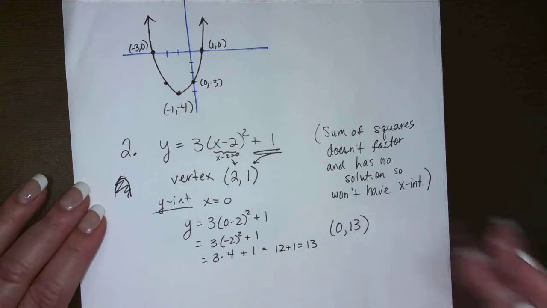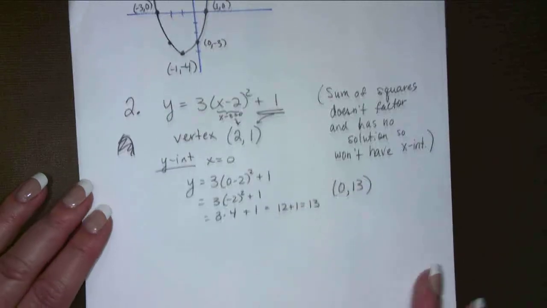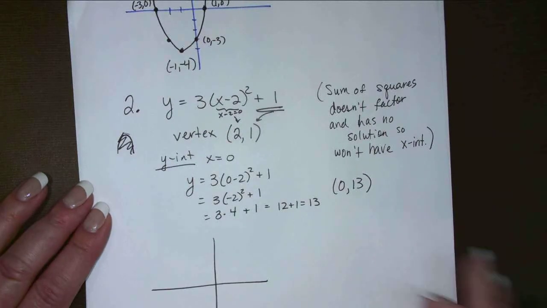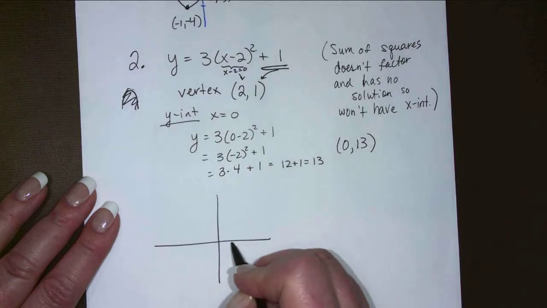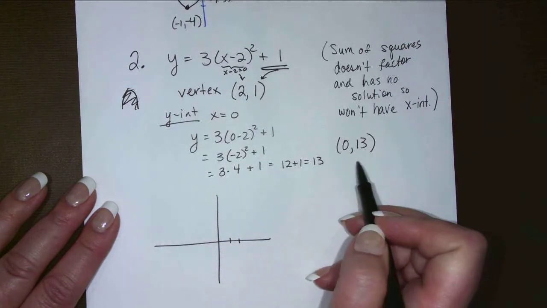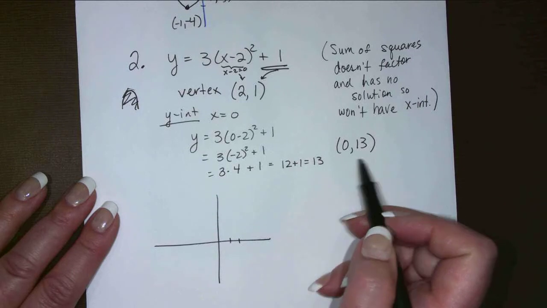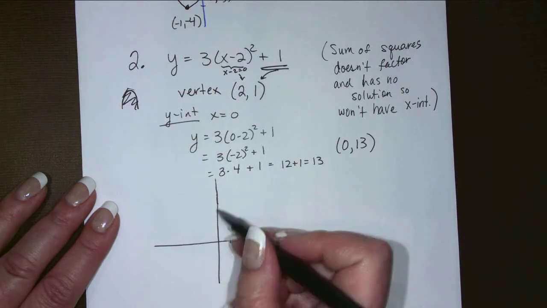Since there's no x-intercepts, we need the vertex and at least one other point, because every other point is symmetric. We can draw it just with that. So, our vertex, (2, 1). And we have to go up to 13 here, so maybe draw your graph a little lower. So 13, I'm going to stick it up here.